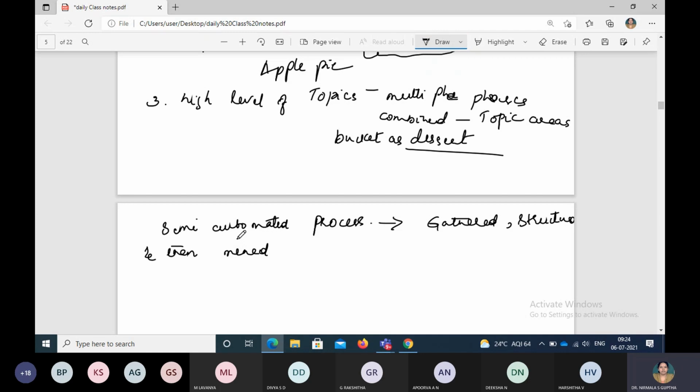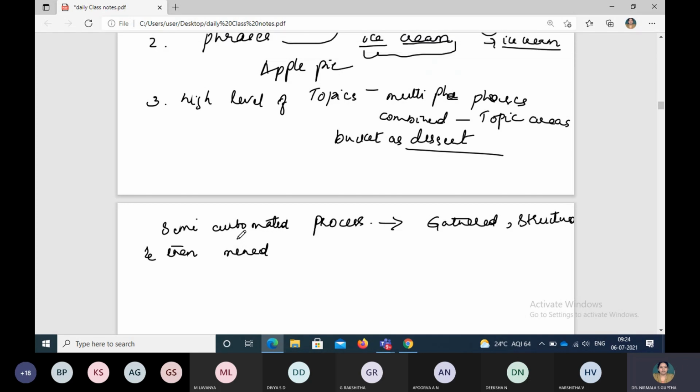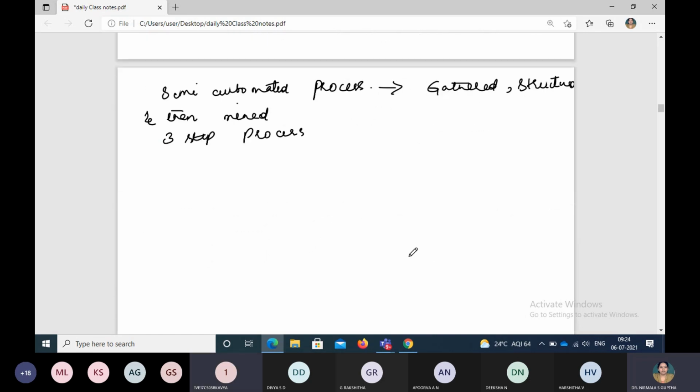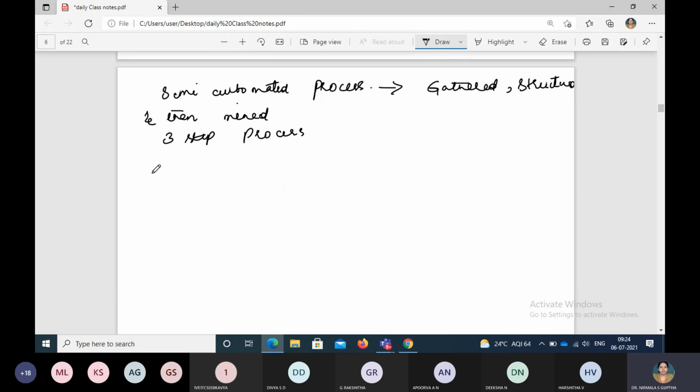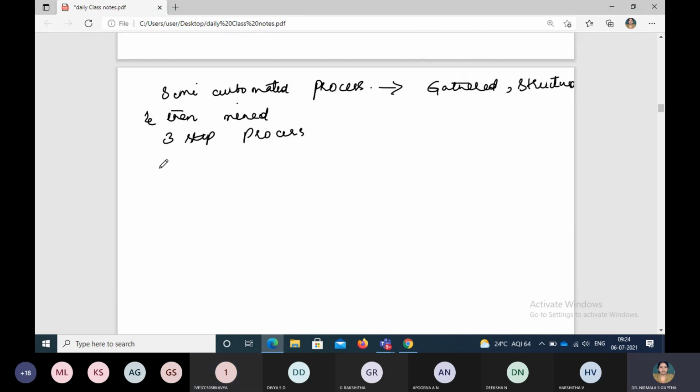So how many steps of the process are there in text mining? Text mining is a semi-automated process, so it is a 3-step process. Now there is a diagram which is going to depict the complete text mining architecture.